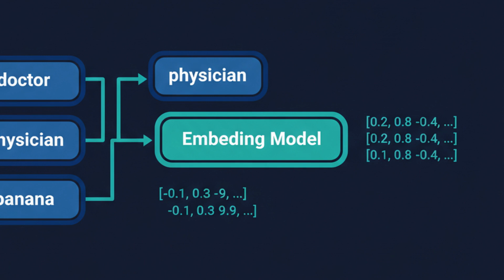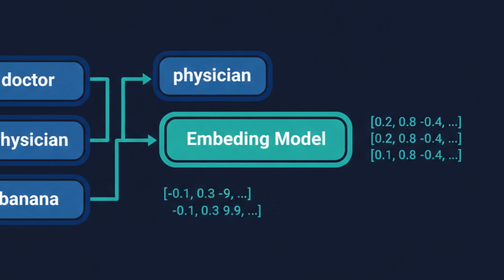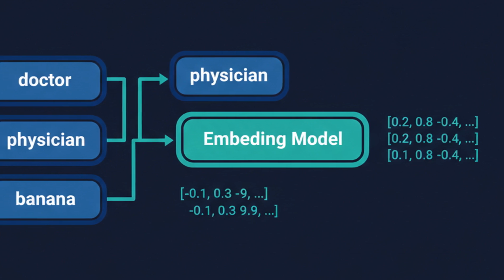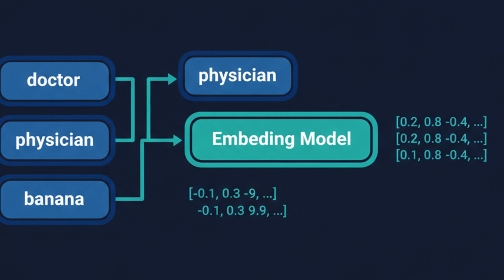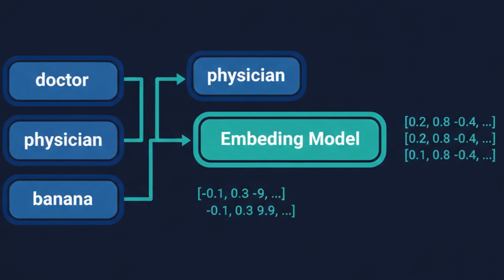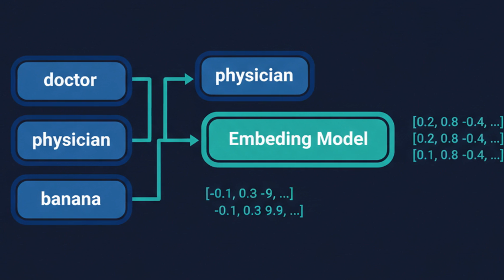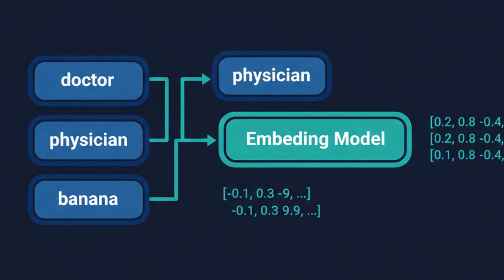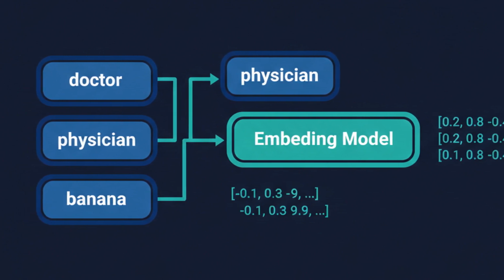To search by meaning, we first need to turn meaning into something a computer can compare. That something is a list of numbers called an embedding. An embedding model reads a piece of text and outputs a long array of floats. Maybe 384, maybe 1536 numbers long. Each number captures some hidden feature of the meaning. The magic is that texts with similar meanings end up with similar number arrays. So, doctor and physician land close together, while doctor and banana land far apart. The position in this number space is the meaning.